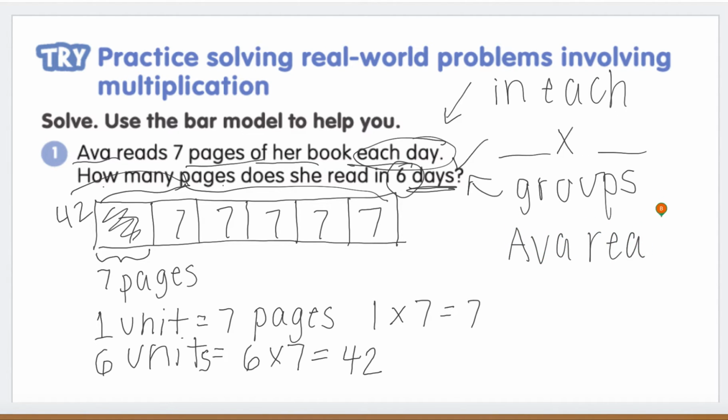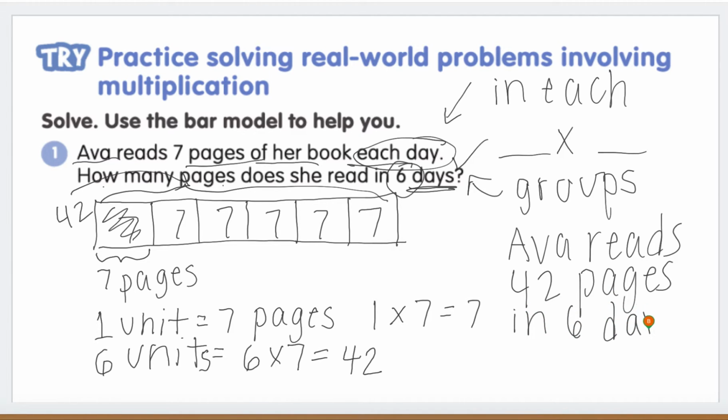Ava reads 42 pages in 6 days. Our restating skills come in handy here. Now, next problem.